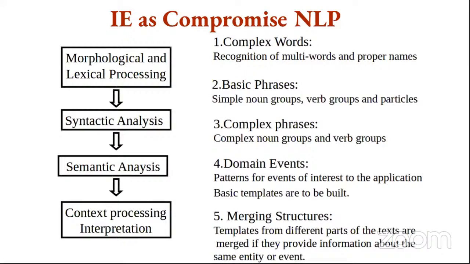So basically, IE can be considered as a compromise of natural language processing. First, we have to identify the complex words. By morphological and lexical processing, we need to recognize the multiple words and the proper names. Then we can identify the phrases: we can group the words together to identify the simple noun groups, verb groups, and the particles. Then complex phrases, complex noun groups, and verb groups. Then there are events, patterns for events of interest to the application.